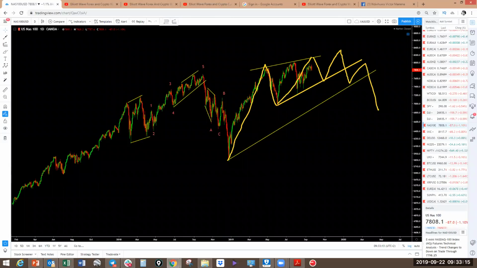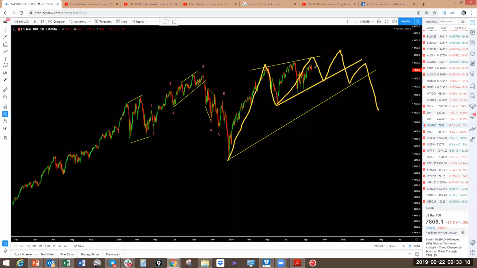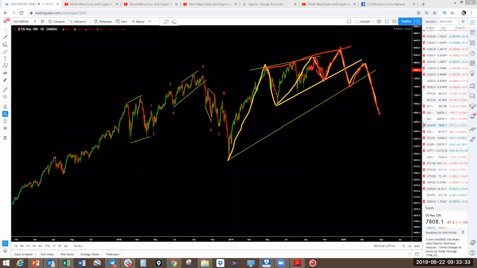Okay, so that is what this structure looks like here. Now, if you look at this one here, looks like we've got a bit of a corrective structure here. It may push back up for 1, but it should come back down in 3 waves. And if it comes down in 3 waves, it will be making way for the last wave 5 before we get the big drop here. That will be the corrective structure. Okay, so that is how we're looking at this one.